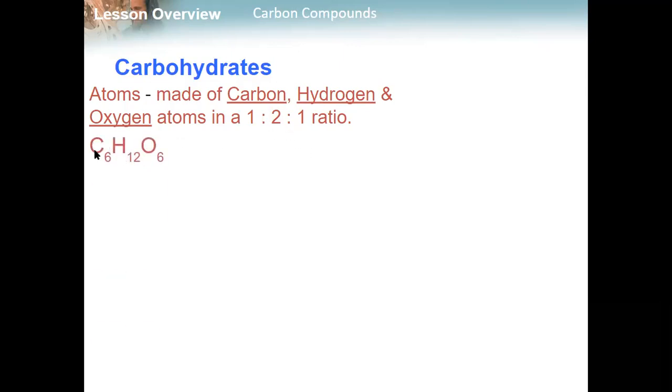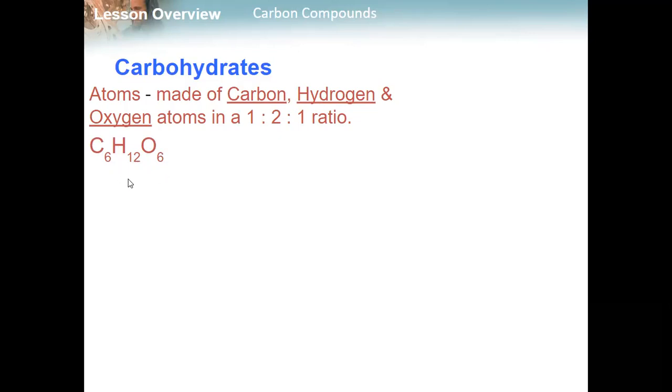Here's an example. For every carbon here, there's 6 carbon atoms. So that means that the hydrogen atoms have to be doubled. So instead of 6 hydrogen, I'm going to double it. So that's why there's 12 hydrogen atoms. And then the oxygen atoms will be the same amount as the carbon atom. So that's why it's 6, because the carbon is also 6.